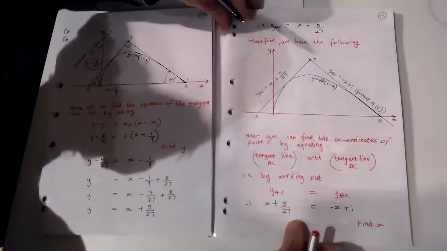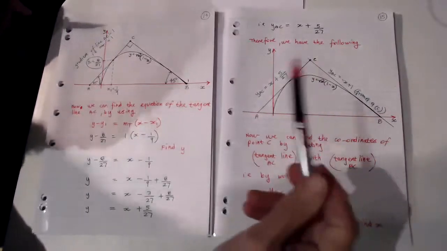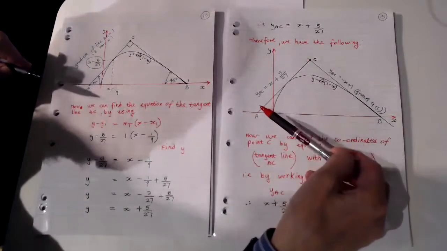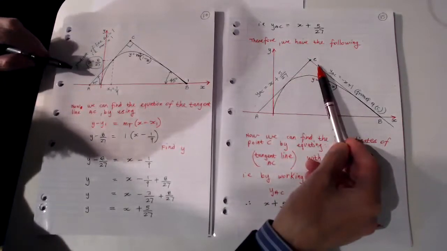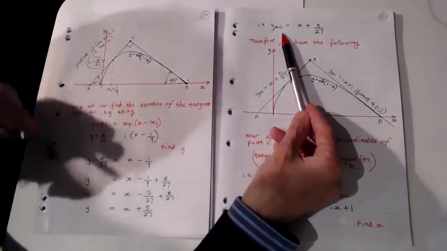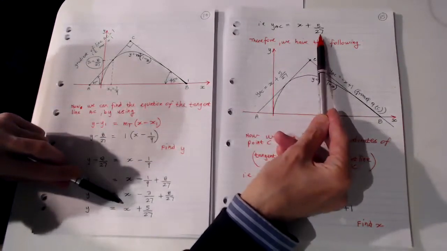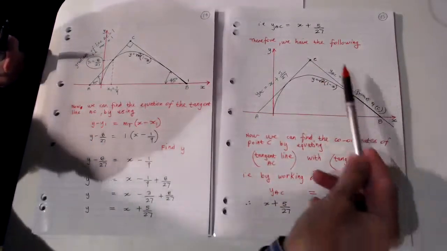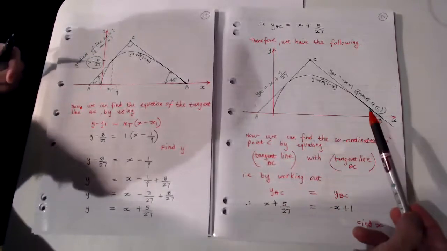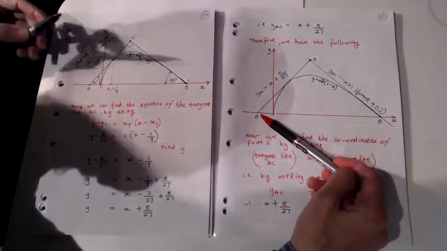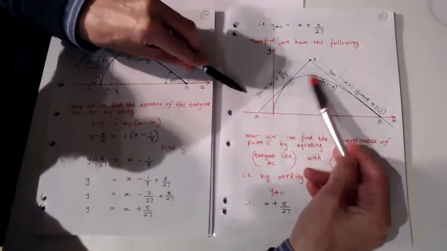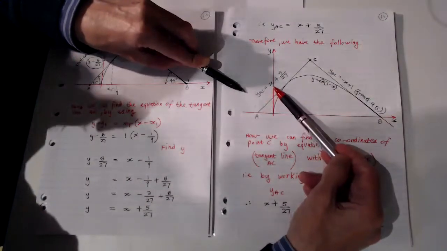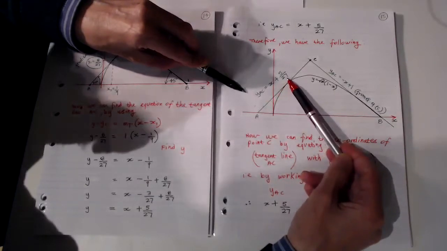So at this point, we now know that the equation of the green tangent line AC is y subscript AC equals x plus 5/27. So therefore, we have the following. As you can see, I've redrawn the graph here again, and we now know that the equation of the green tangent line AC, that is y subscript AC, is equal to x plus 5/27.